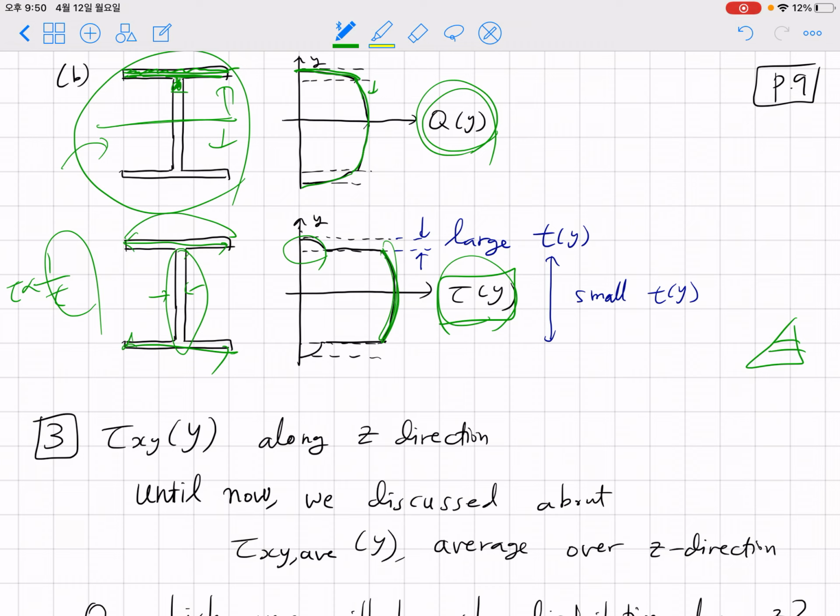Okay, and this is it. So for small t region, you expect quite large tau_xy. For large t region, you expect quite small tau_xy distribution. But whatever cross-section you are considering, at y equals 0, Q_y is maximized, and the tau_xy is maximized at y equals 0, or the centroid position. Okay.